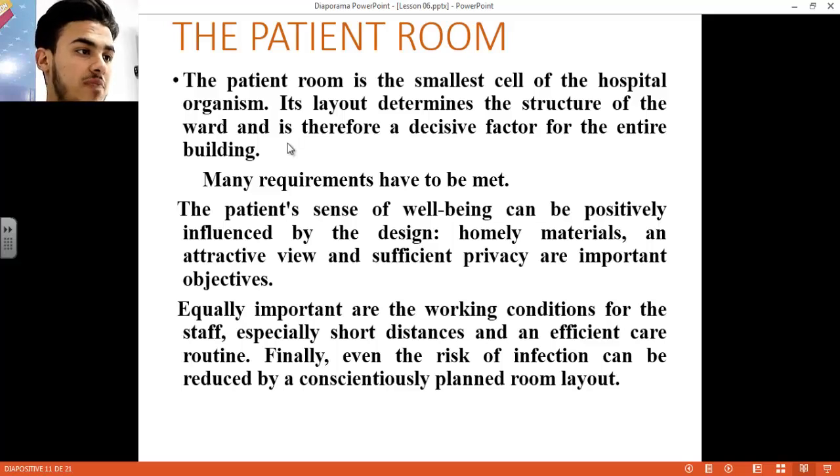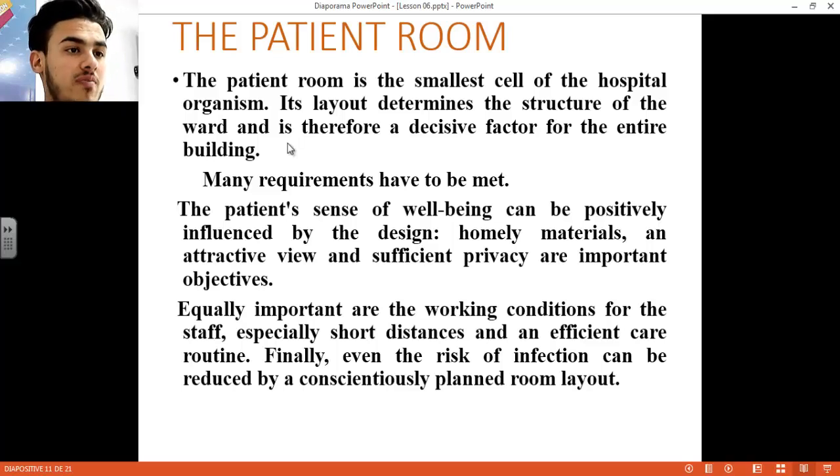Many requirements have to be met. So here we are talking about the requirements that should exist in the patient's room. The patient's sense of well-being can be positively influenced by the design. Homely materials, an attractive view, and sufficient privacy are important objectives.